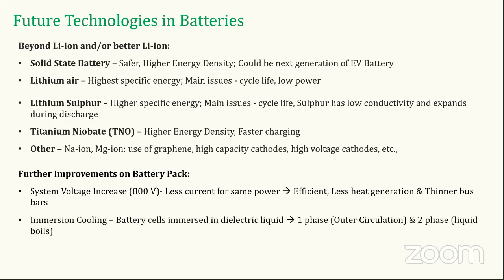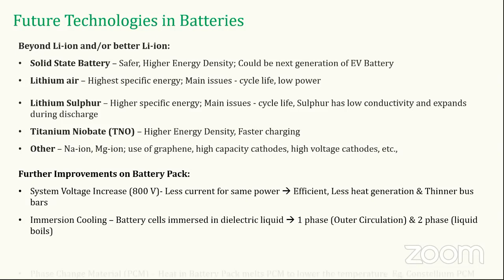The next type is on cooling efficiency by immersion cooling. Here, the battery cell is immersed in a dielectric liquid. There are two types. One is the outer circulation, which we call phase one, where the liquid remains in the liquid state. And the second is phase two. Here, the liquid boils and the change of state occurs from liquid to gas.